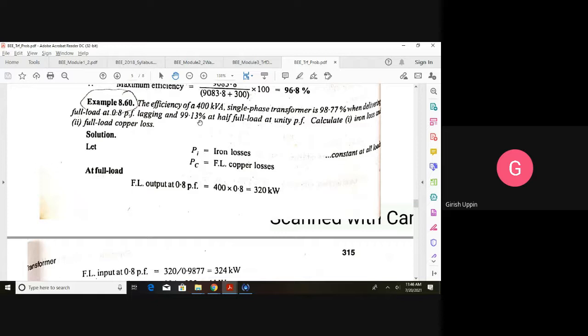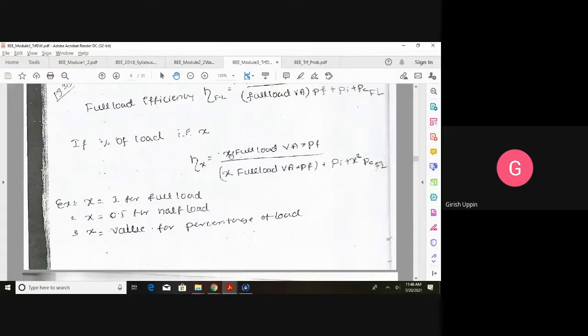So they have given two efficiencies, means two efficiency conditions, and we have two unknowns, PI and PCFL. So you can get two equations, right? One is X is equal to 1 and another is X is equal to 0.5. They have given the efficiency, so this side is not unknown. You will get the first equation as PI plus PCFL is equal to something. Second equation where the load is half, 0.5 square is 0.25, so you will get PI plus 0.25 PCFL is equal to something. So you have two equations and two unknowns. You can easily solve.